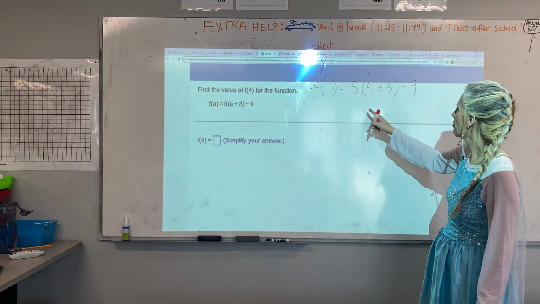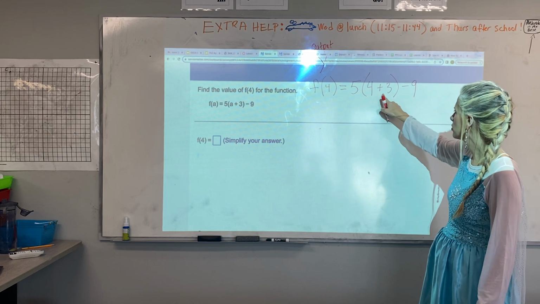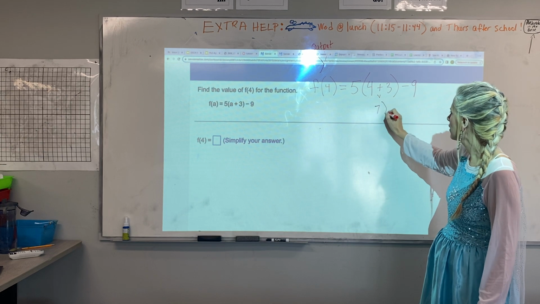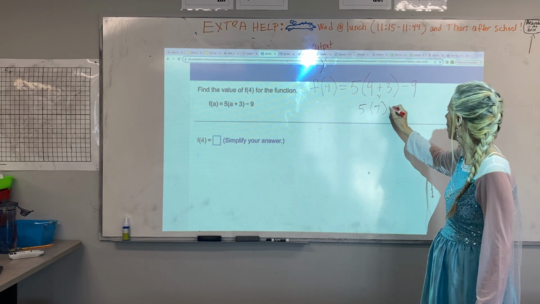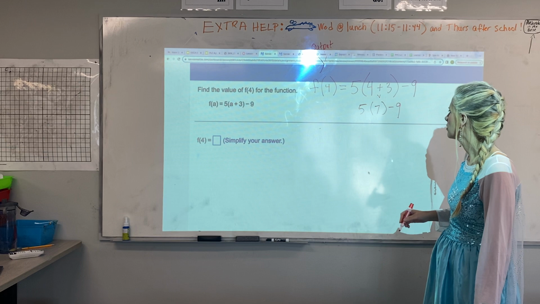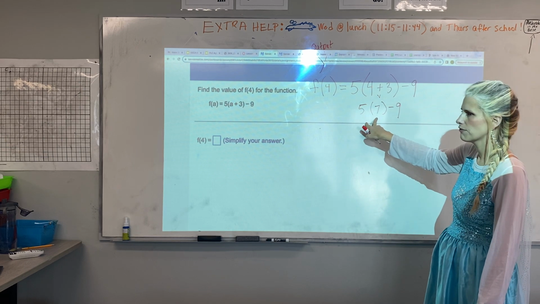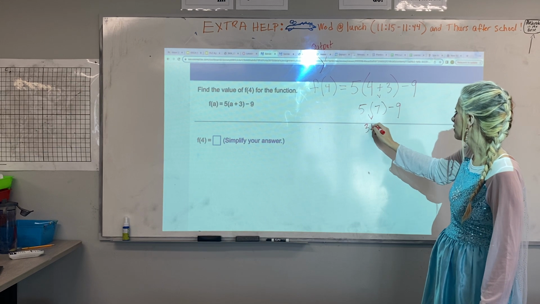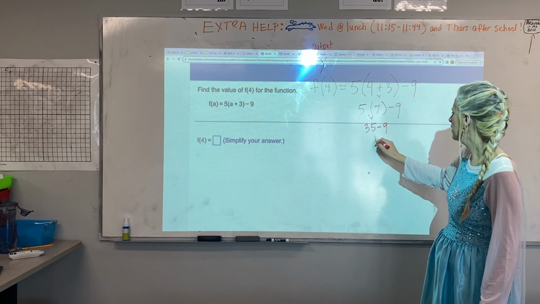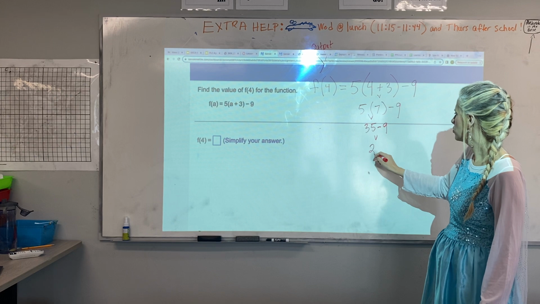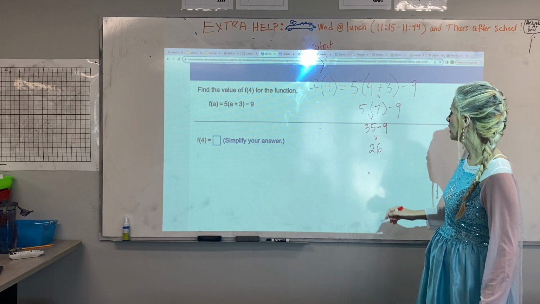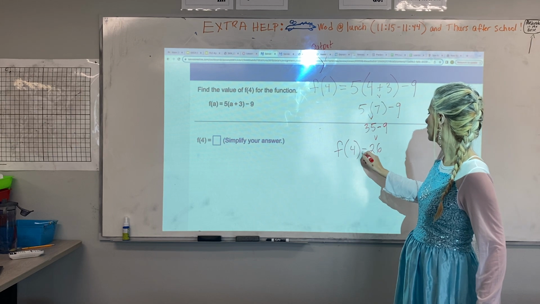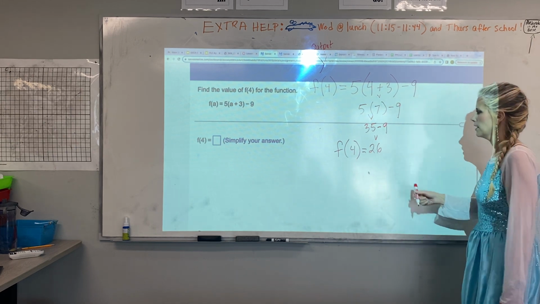Okay, so remember you can distribute, but it's easy when you have numbers and not variables. Just go ahead and simplify that. 7. Now remember order of operations. We have to do our multiplication first before we do the subtraction. So 5 times 7 is 35 minus 9 is 26. Is that right? Somebody catch my mistake if I do bad math. The function of 4 is 26.